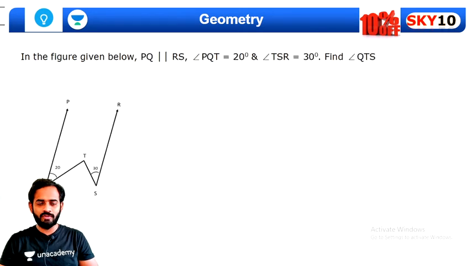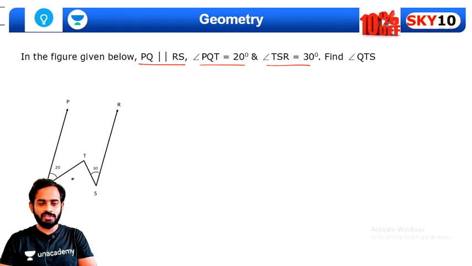Okay, let's try to move further, guys. It's quite a simple question. You just need to understand all the angles which I have explained previously. In the figure given below, PQ and RS are parallel to each other. Angle PQT is 20 degrees and angle TSR is 30 degrees. What will be the value of angle QTS?